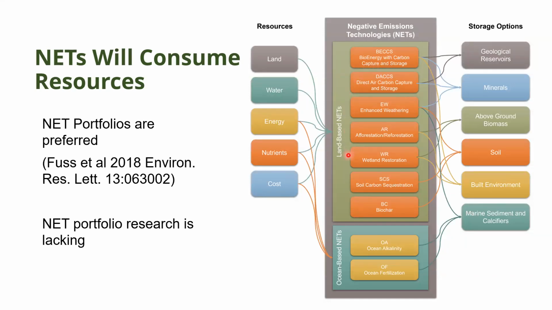Aside from the traditional decarbonization options like renewable energy, negative emission technologies, or NETs, that remove carbon dioxide from the atmosphere are now needed to biophysically and economically achieve net zero emissions. However, these NETs will consume resources that compete with other societal priorities. Thus, NET portfolios that recommend a technology mix of individual NETs at smaller scales are preferred to lessen the environmental and social impact.